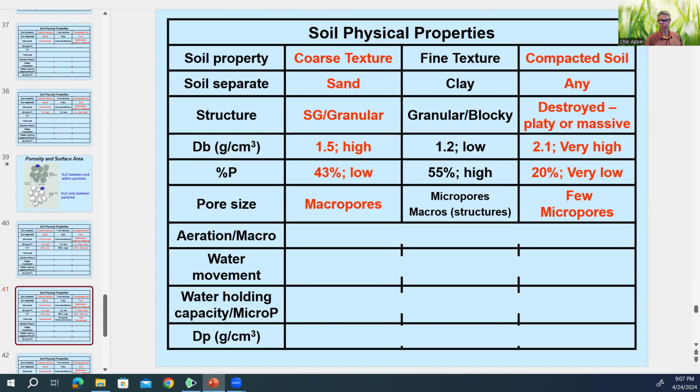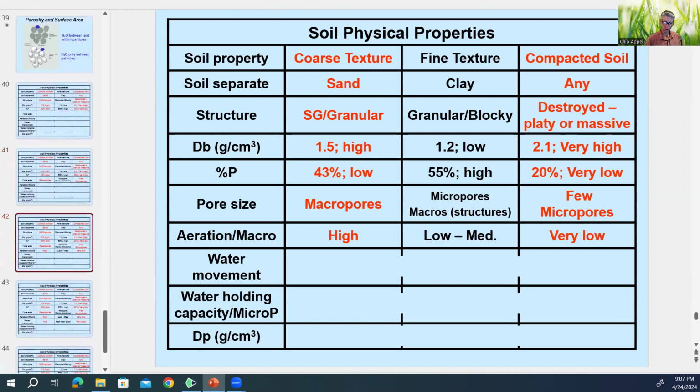Aeration. What does aeration have to do with? You tell me. What is it? Macroporosity. So the soils that have macropores have high aeration. So that's why for a sandy soil, you got high aeration. For a clay soil with granular or blocky structure, you have relatively low aeration, but if the soil's got good structure, then you'll have some medium amount of aeration. And for a compacted soil, because all you have is microporosity, very low.